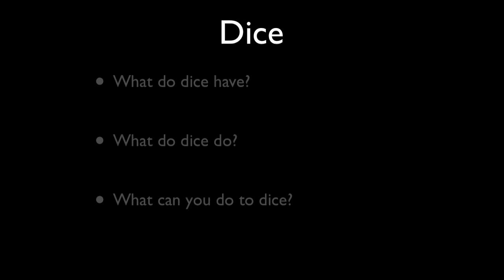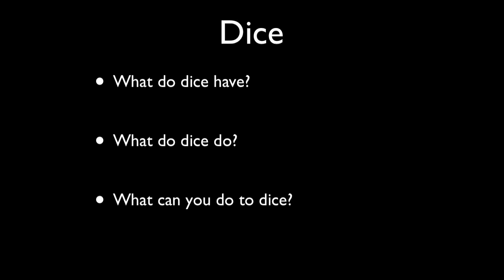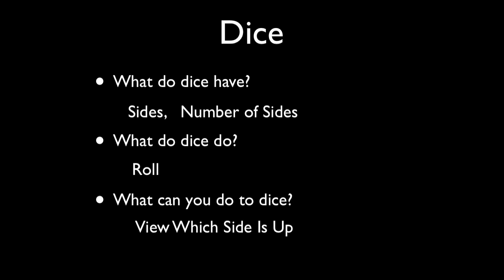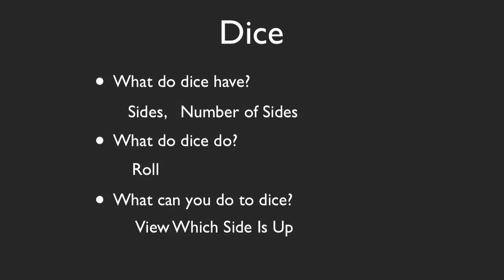Dice. I love using dice because dice are objects that you can actually pick up and feel. So there's three questions that we need to ask. What do dice have? What do dice do? And what can you do to dice? Well, what do dice have? Dice have sides, and dice have a certain number of sides. So sides are what we use dice for. We need to see what side is up. And number of sides can vary. You can have 6-sided dice or 20-sided dice. What can you do with dice? You can roll a dice. And what can you do to dice? Well, you can view which side is up.